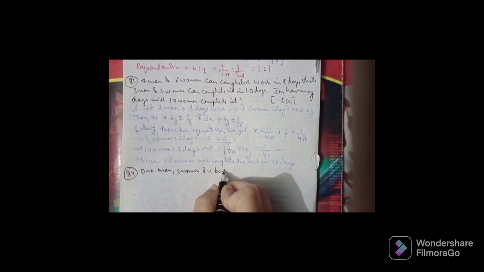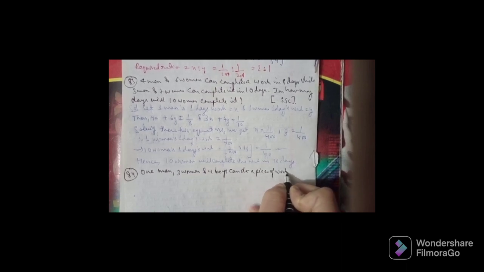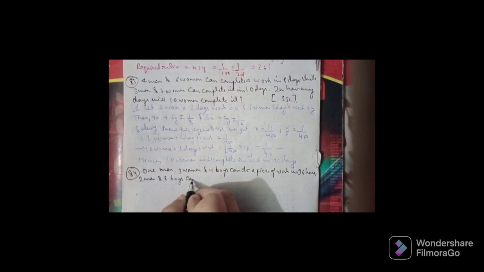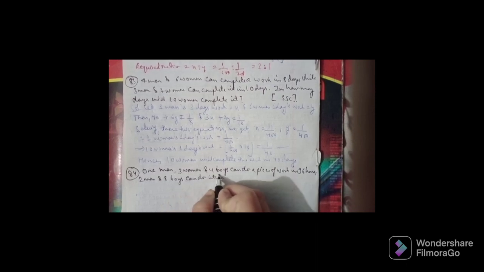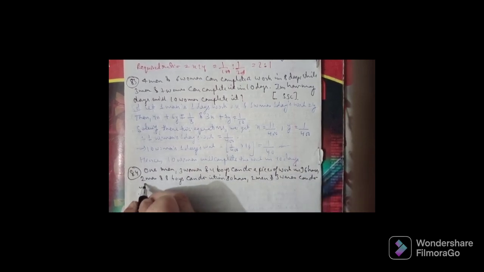And 4 boys can do a piece of work in 96 hours. 2 men and 8 boys can do it in 80 hours. 2 men and 3 women can do it in 120 hours. 5 men and 12 boys can do it in... So we go for it, and we'll have to talk about it.